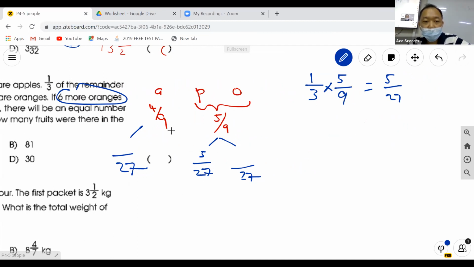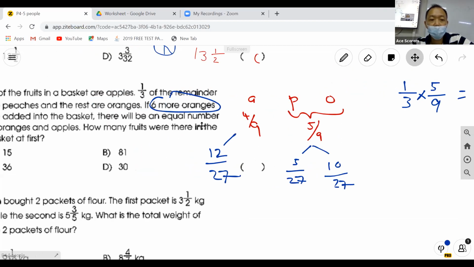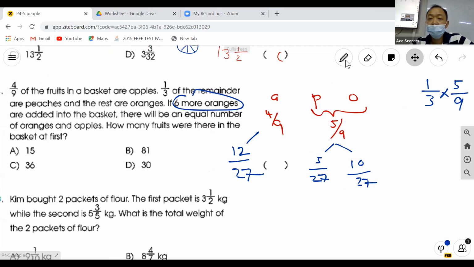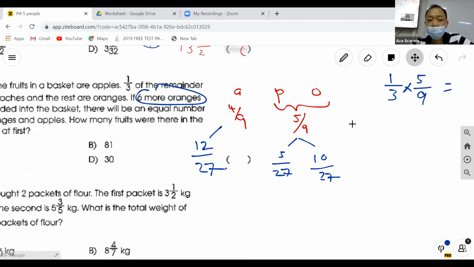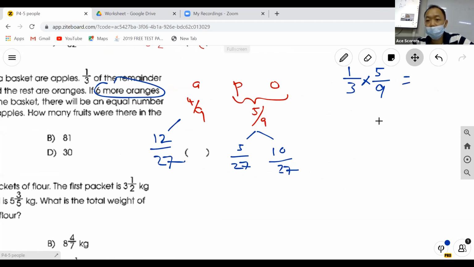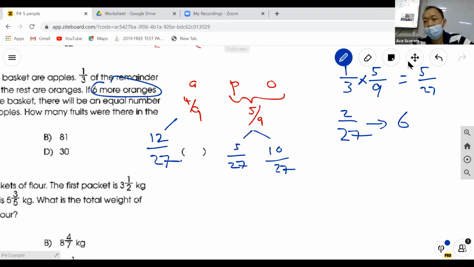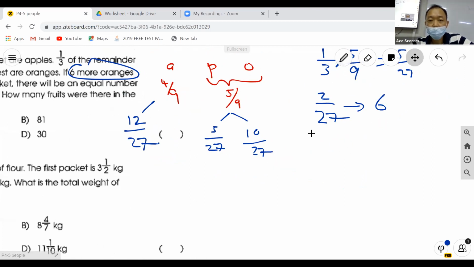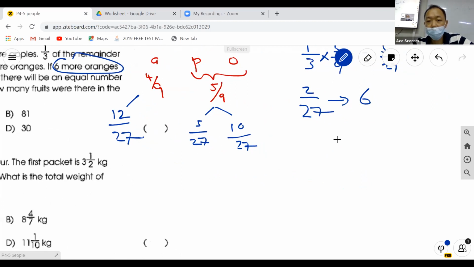Okay, there's an error here. So if I change this to 27, this is 12. So this has got to be 10. So 10, 15, and 12. So when I have this, because they say that 6 more oranges are added to make an equal number, 2 out of 27 is equal to 6. And 1 over 27 is 3.